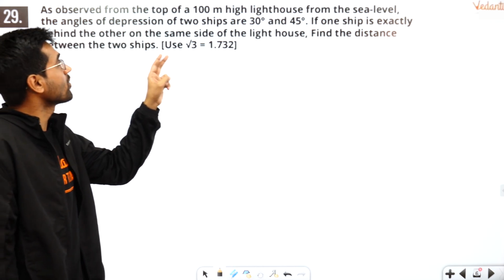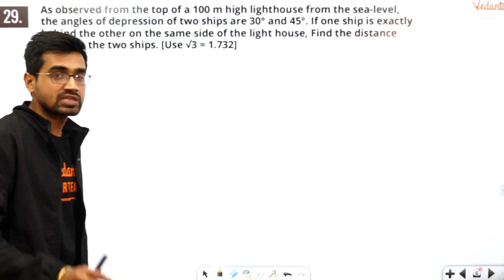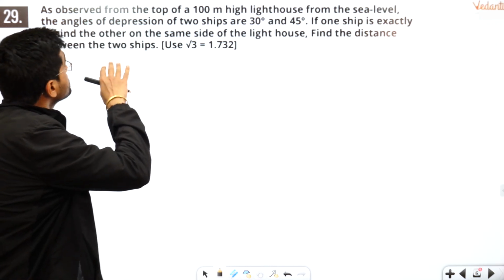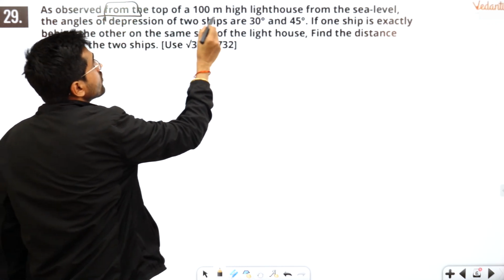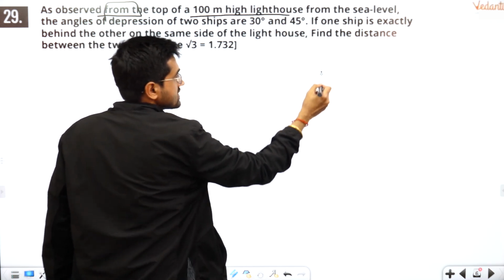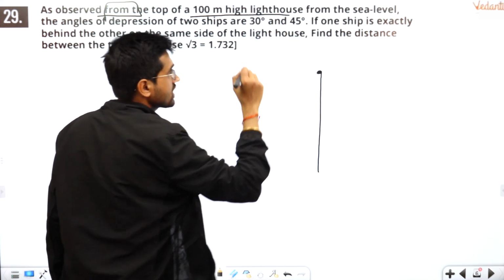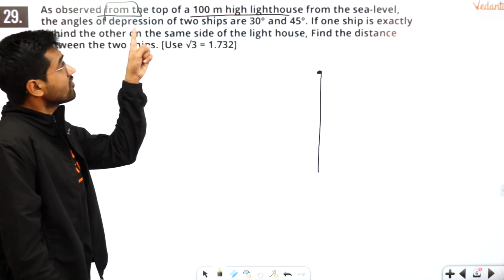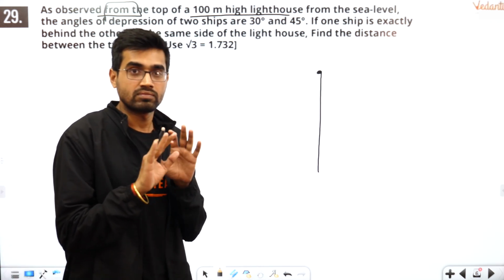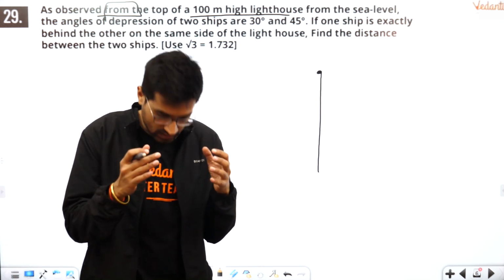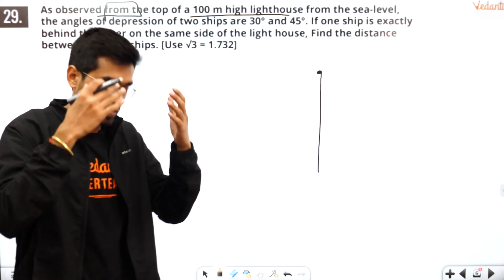As observed from the top of a 100-meter high lighthouse, just read the problem carefully. Observed from what? From, where is from? Just see that from what? From a 100-meter high lighthouse. So someone is sitting at the lighthouse. The angle of depression, so depression means he is looking down, elevation means he is looking up. Remember this thing. So depression means angle down. So you are looking down. So you're top, you're looking down.